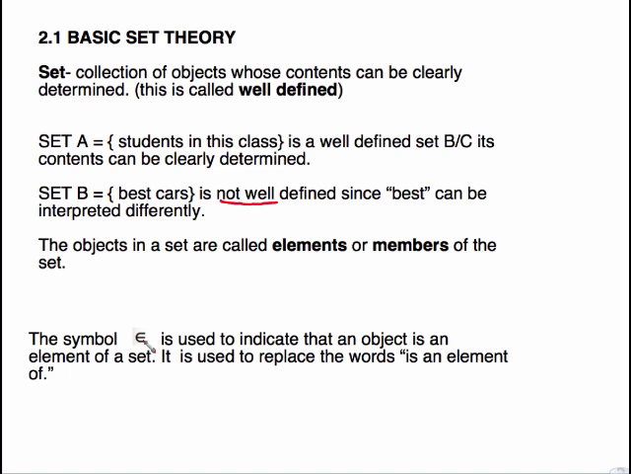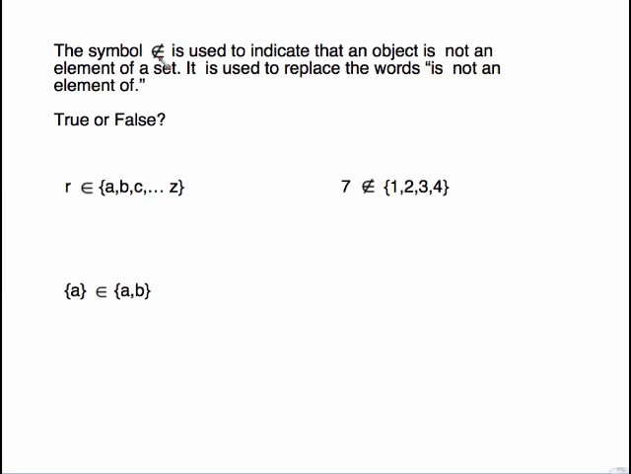This symbol right here that looks like a funny looking E is used to indicate that an object is an element of a set. So think about that looking like an E, so think of that as element. It is used to replace the words "is an element of." The symbol, the E with the slash through it, is used to indicate that an object is not an element of a set. It is used to replace the words "is not an element of."